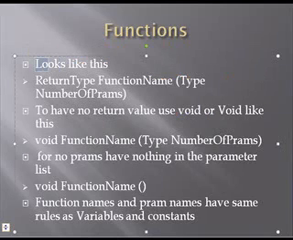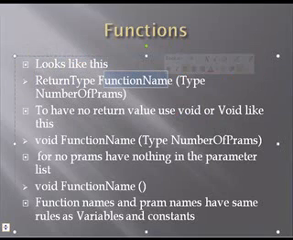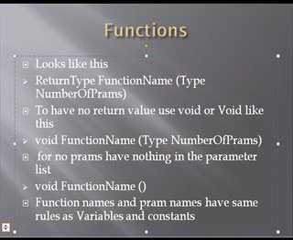A function usually looks like this. You have some return type, either void, int, string, or some custom class, a function name. Function names and parameter names have the same naming rules as variables and constants from the last chapter. And parameters have some type and then a name. And you can have more than one. They're comma separated. And for each parameter, you must specify the type for each one.